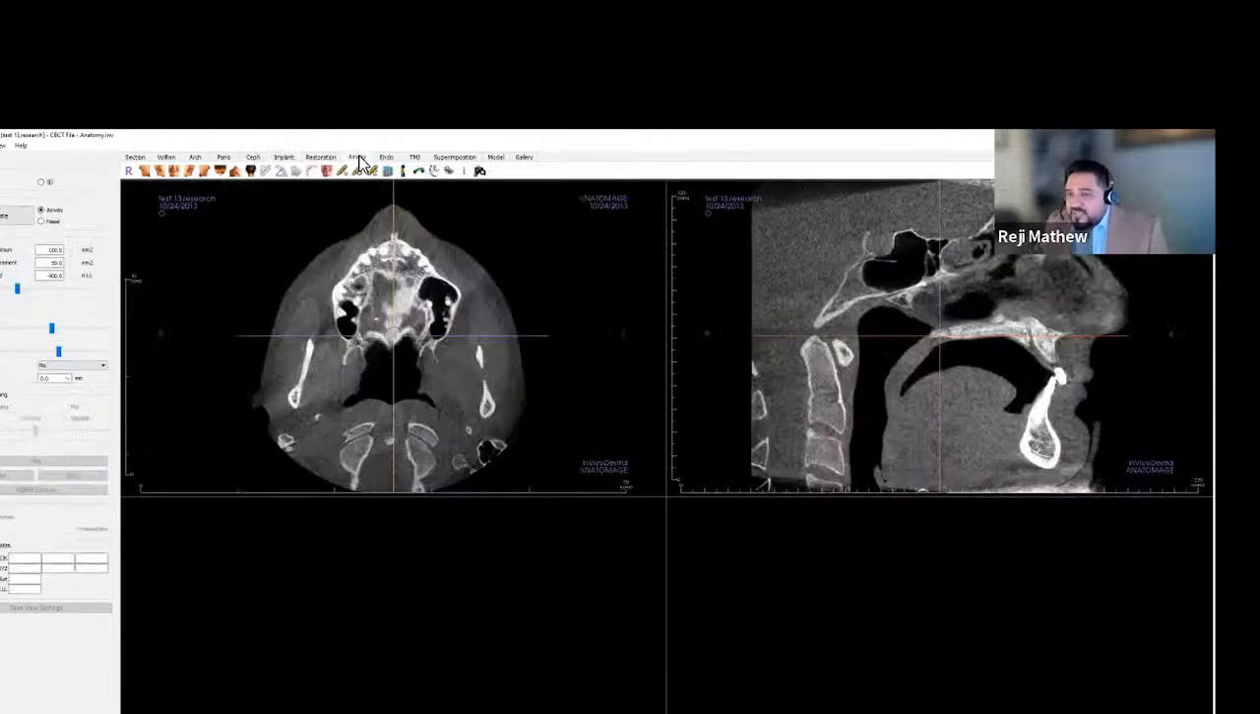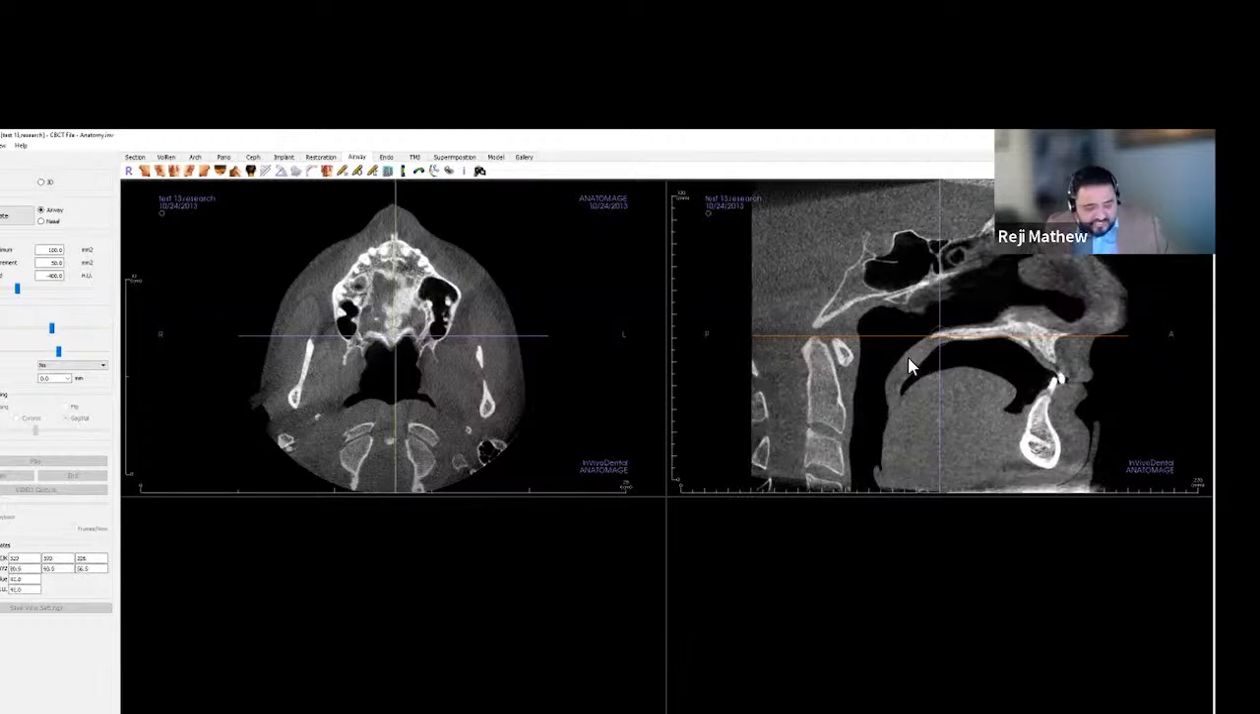Now the airway analysis. When you look at the airway, you will have to understand that you will have to look at the nasal fossa, the paranasal sinuses, the nasopharynx, and the oropharynx. This is the nasopharynx. This is the soft palate. We start the oropharynx and then the hypopharynx.